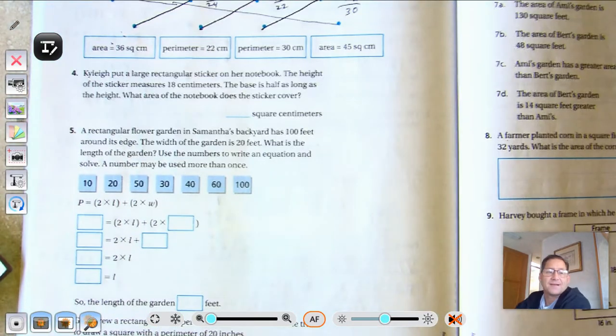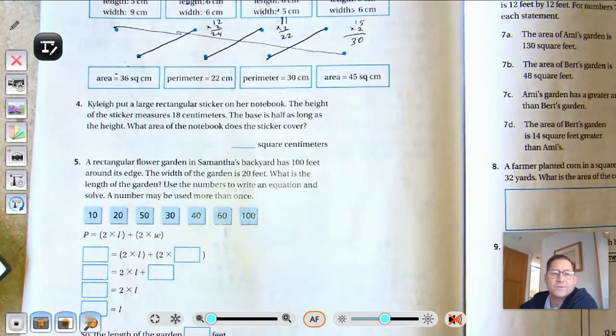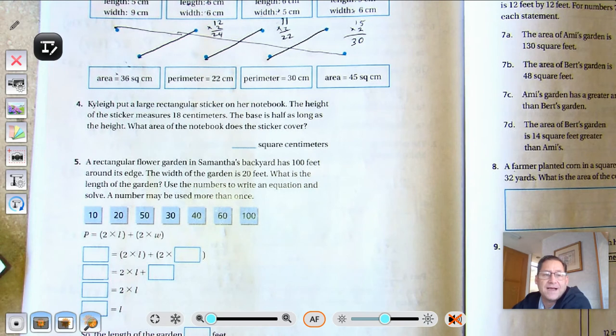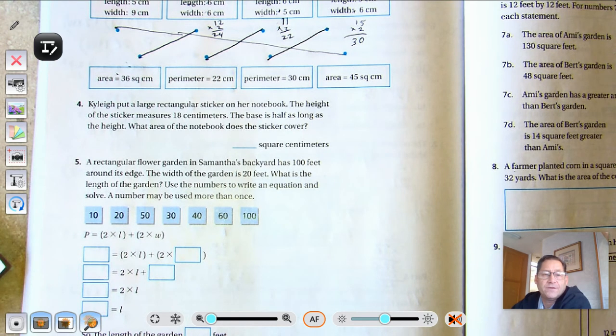All right. Kylie put a large rectangular sticker on her notebook. The height of the sticker measures 18 centimeters. The base is half as long as the height. What area of the notebook does the sticker cover?